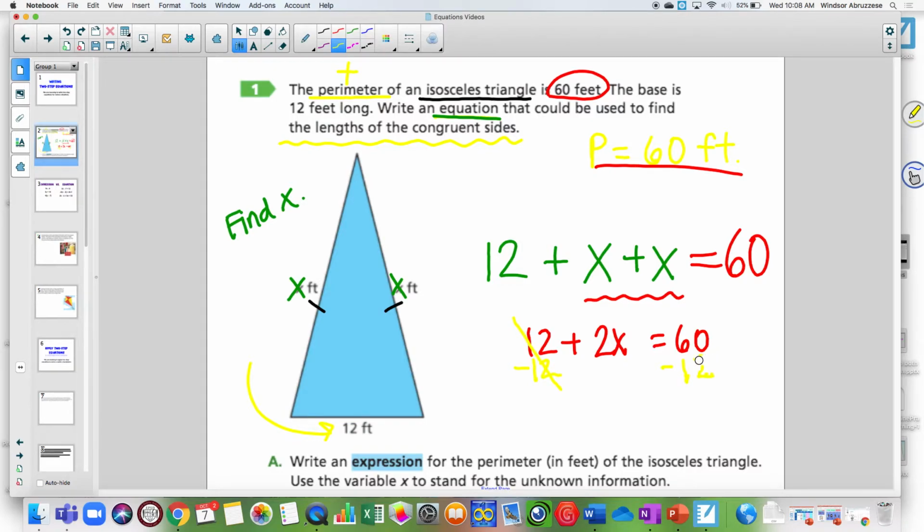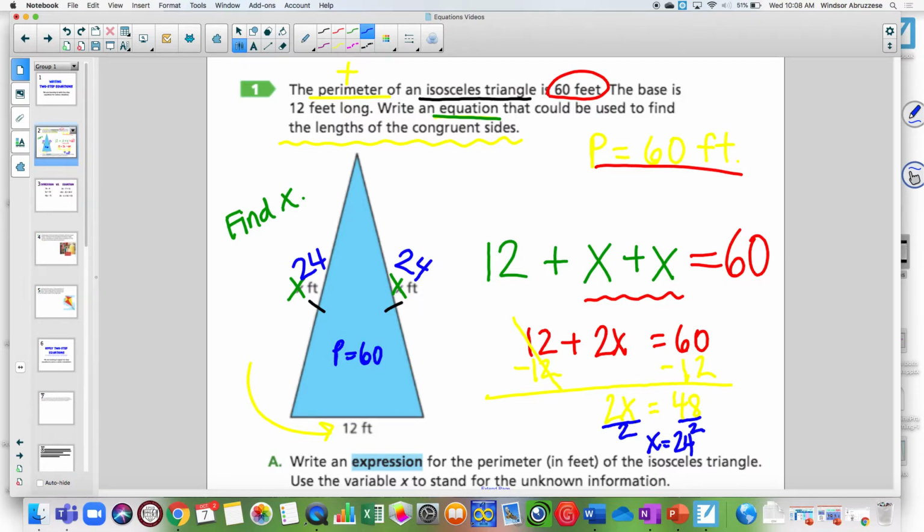Minus 12 on both sides. I'm left with 2x equals, what's 60 minus 12? 48. Now this is 2 times x, so I'm going to do the opposite and divide. So x is equal to 24. Which means that this side is 24, plus this side is 24, plus my 12, which will give me a perimeter of 60.